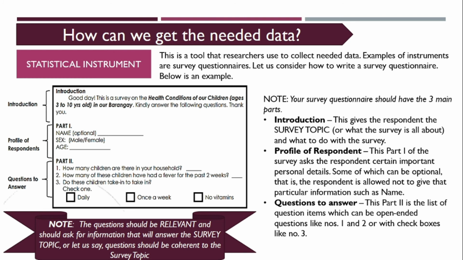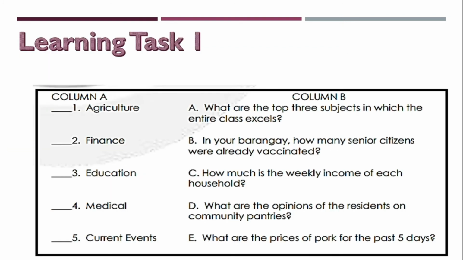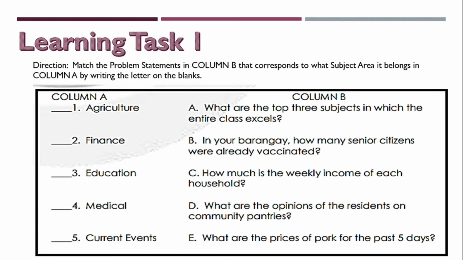So, we have your learning task number 1, wherein the direction is to match the problem statements in column B that corresponds to what subject area it belongs in column A, by writing the letter on the blank. So, first is agriculture. So, meron tayo dyang letter E. Bakit? What are the prices of pork for the past 5 days? Di ba? Statistics. So, ibig sabihin, gusto mong malaman kung ano yung mga naging presyo ng pork for the past 5 days. So, that is agriculture.